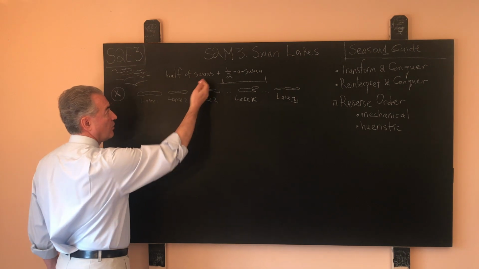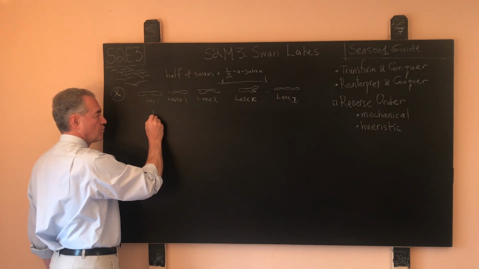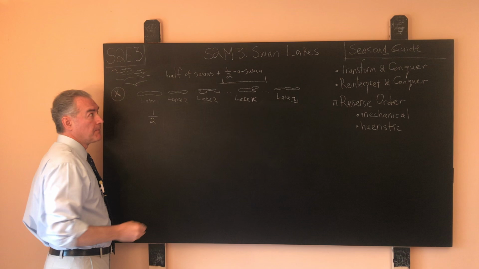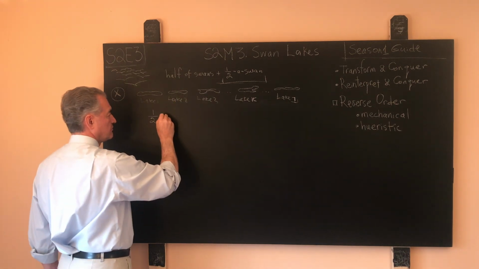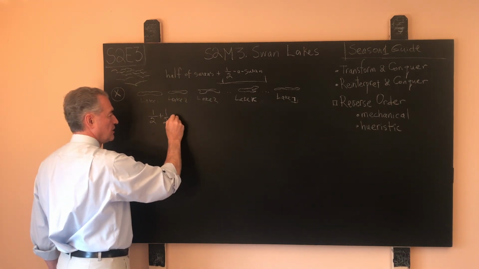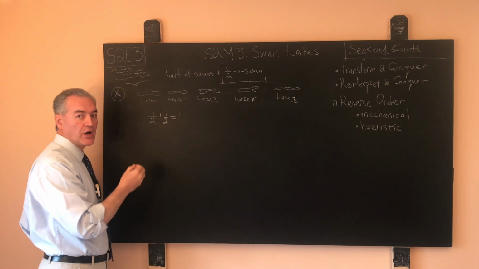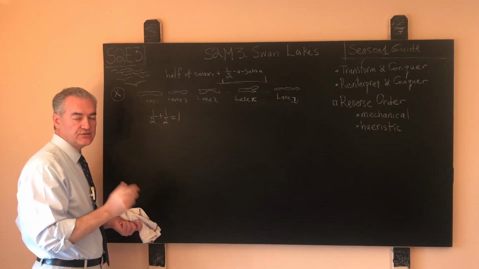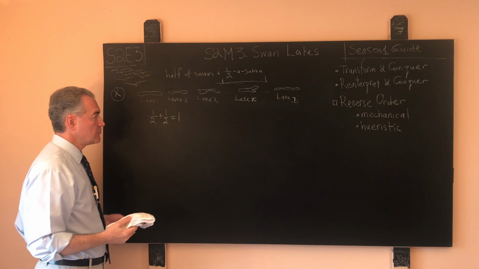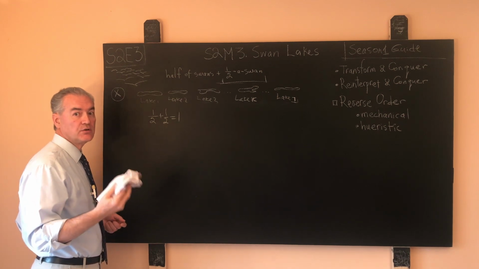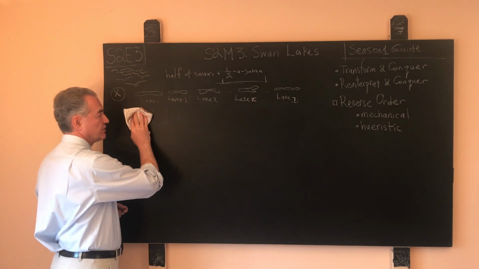1/2 of 1 is 1/2. Plus half is 1 comes out to what? Comes out to precisely 1 swan, and 1 is a nice integral whole positive number, so things are good. Things make sense over here.